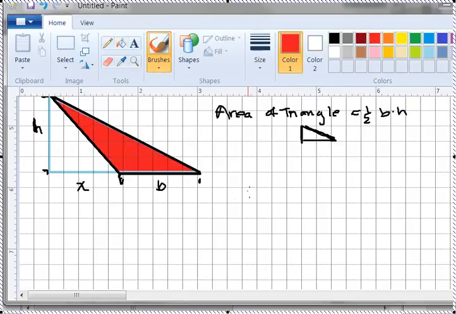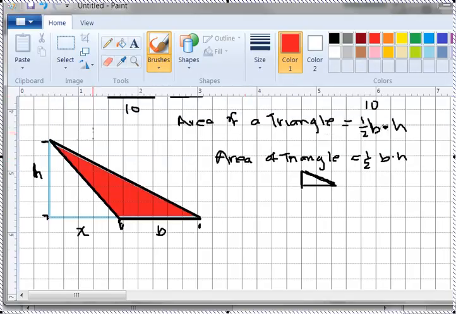All right, and I would say this. Would you agree with me if I said the area of the red part is really the area of this big triangle right here minus the area of this smaller triangle? Would you agree with me to say that? Would that be okay with you?